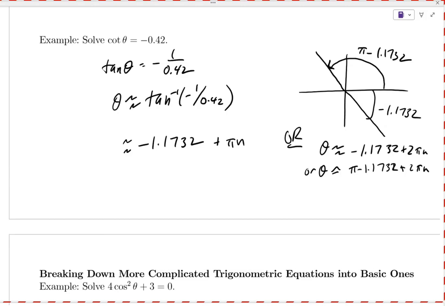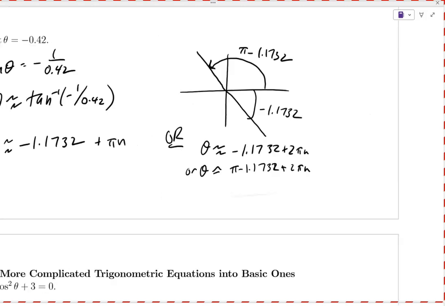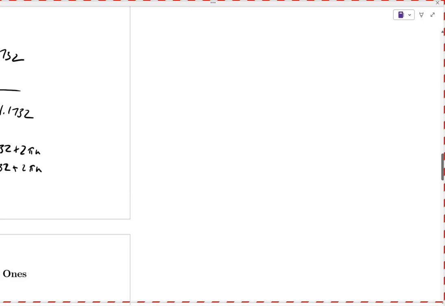What questions do you have on this one? You want to do another one like this? Let's do one with cosine. I'll just make one up. How's that sound? Let's say we have cosine of theta is equal to negative 0.58.